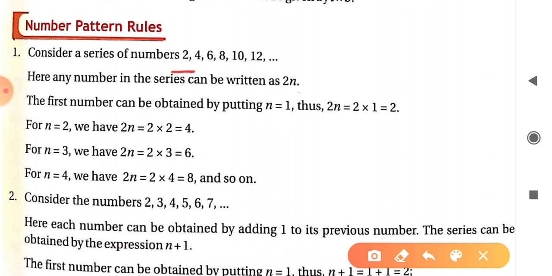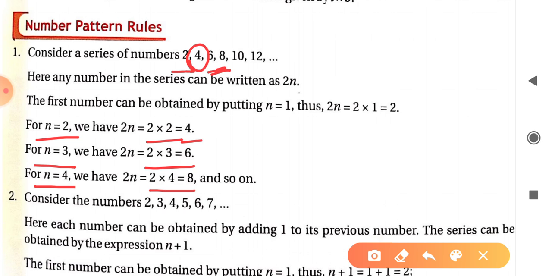To find the next term, the second term, we put n equal to 2. Then it becomes 2 multiply 2 is equal to 4. So the second term is 4. To find the third term, we put n equal to 3, then it becomes 2 multiply 3 is equal to 6. Similarly, we find the fourth term by putting n equal to 4. Then it is 2 multiply 4 is equal to 8. So the fourth term is 8.